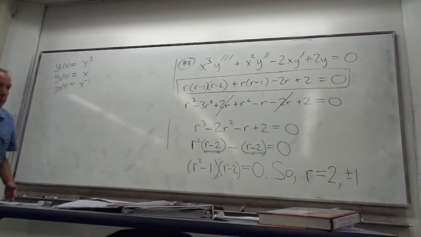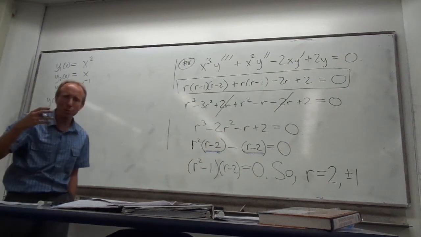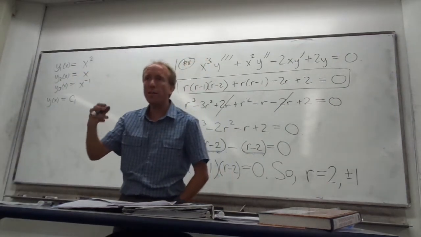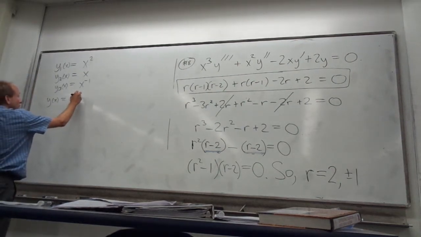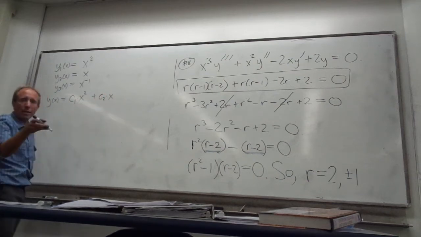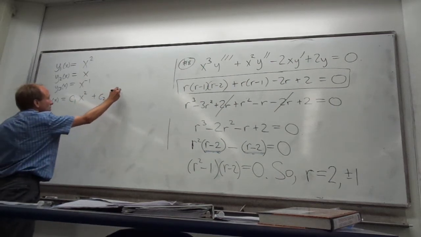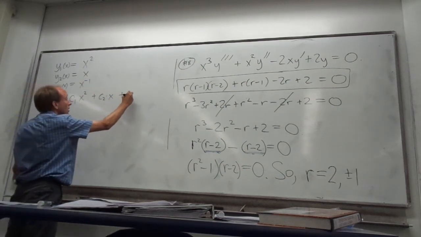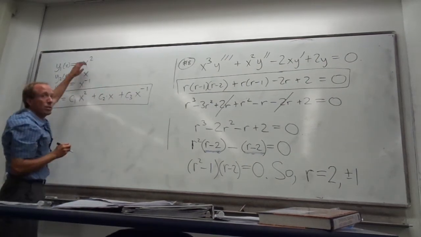So what would be the general solution? Whenever I say general solution, I'm always going to be wanting to see those constants coming up, right? So C1 times x squared, good, plus C2 times x. Are you catching this over here? Okay. So C1 times x squared plus C2 times x plus C3 times x to the minus 1. Okay, there's the general solution built out of these 3 solutions.